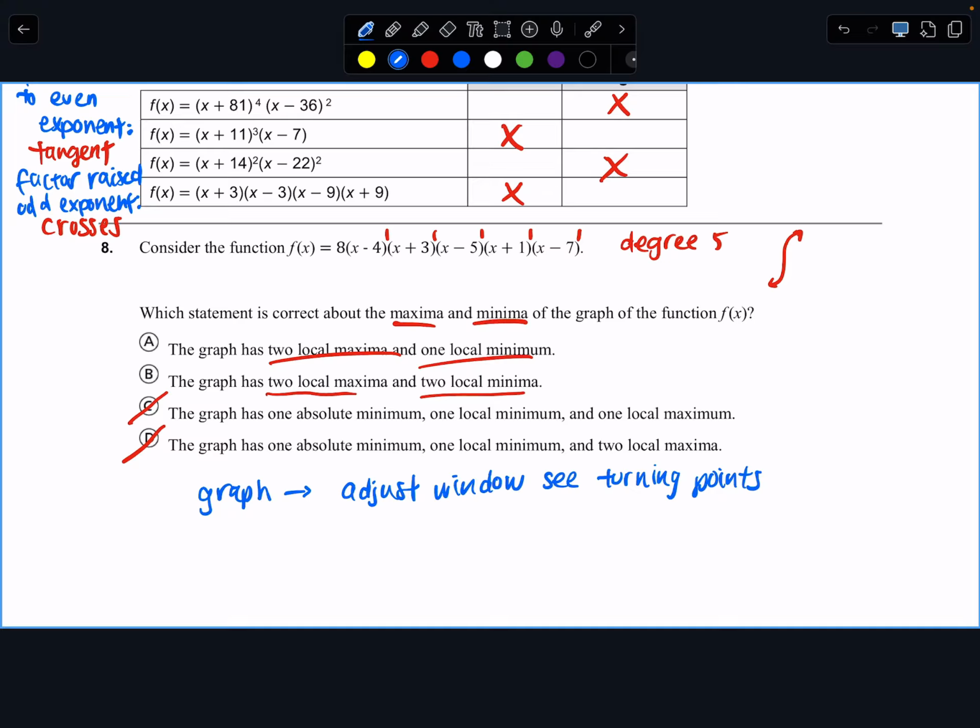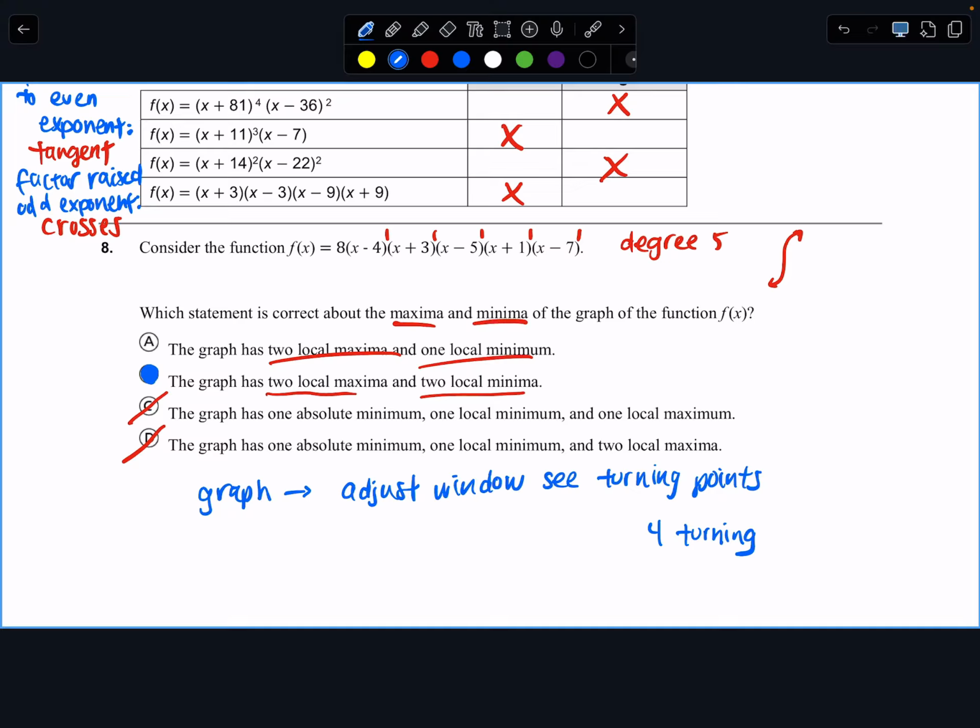And now that I just think of it, this is going to help me answer it without graphing it. What did we say about the degree and the amount of turning points? 1 less. So if I have 4 turning points, how many local maxes and mins am I going to have? 4. 2 of each, right? So which one's our answer? B.